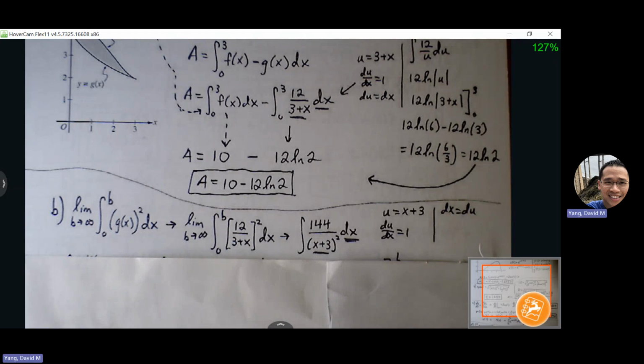Okay, part B, you have the improper integral, but with an improper integral, we're still going to go through our full process. It's just at the end, we are going to decide whether pushing that b out to infinity is going to give us a finite solution or a diverging solution. So part B ends up being another u-substitution problem.